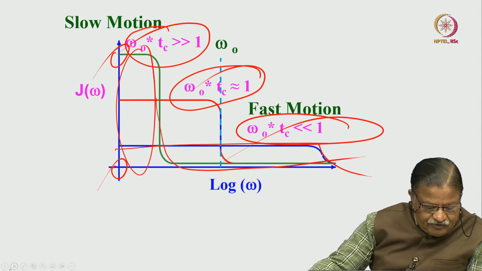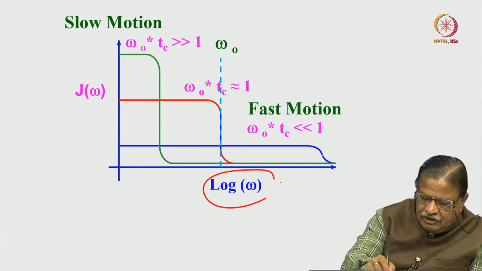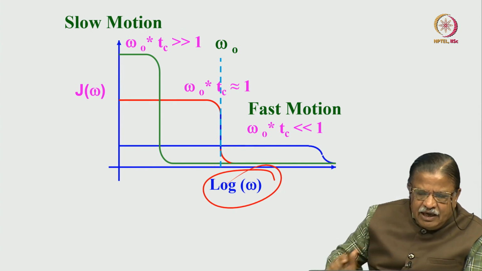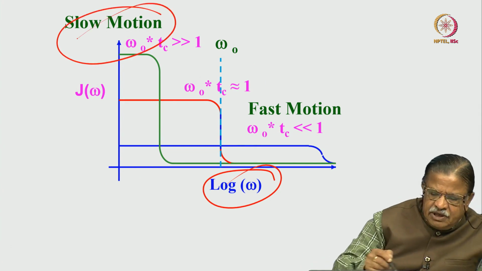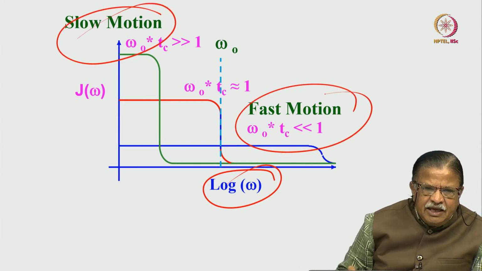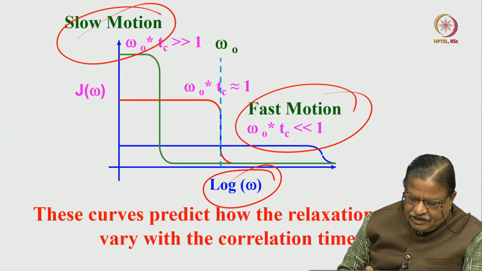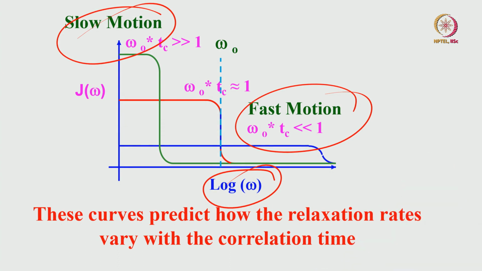This is the graph of the spectral density function plotted as a function of omega. When you take omega and tau c together, this is the graph you get. This is called the slow motion region, and this is the fast motion region for the molecules. So these curves predict how the relaxation rates vary with the correlation time. This will also define the relaxation rates, how they vary as the correlation time changes. This is the graph to understand that.